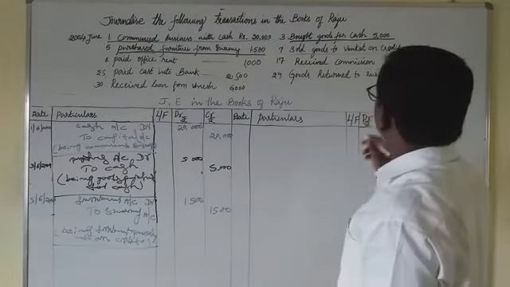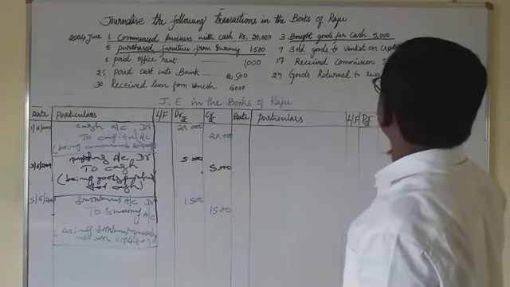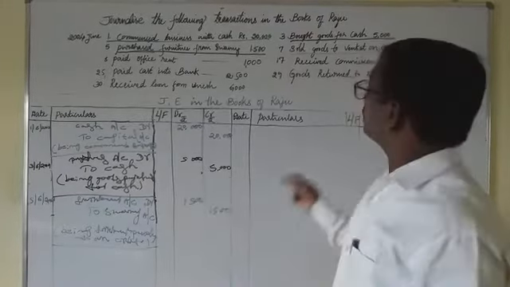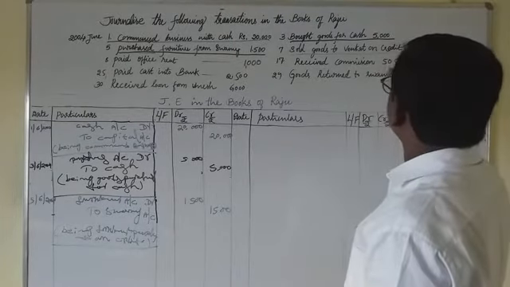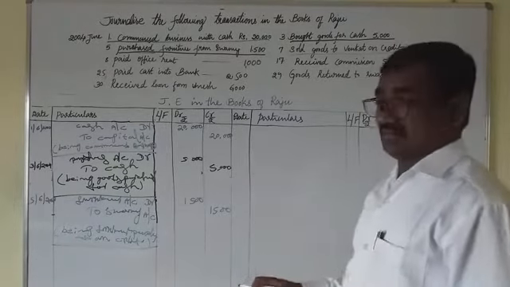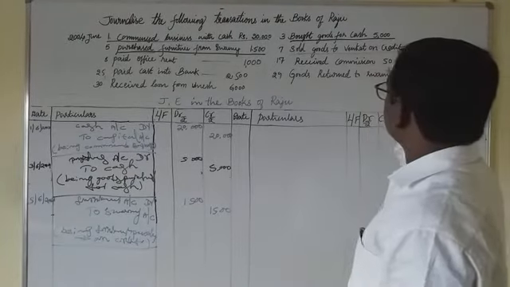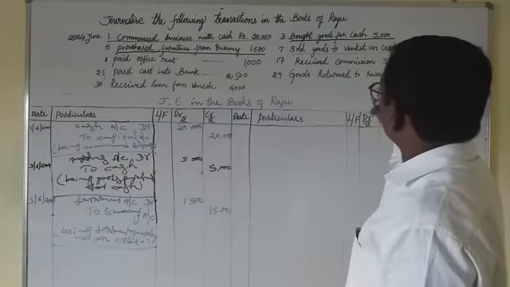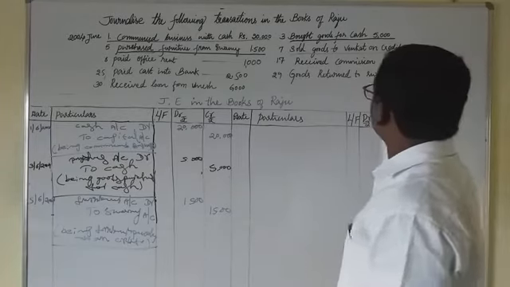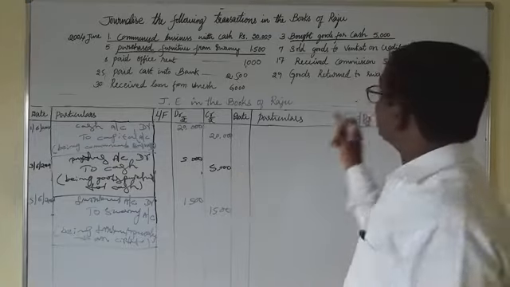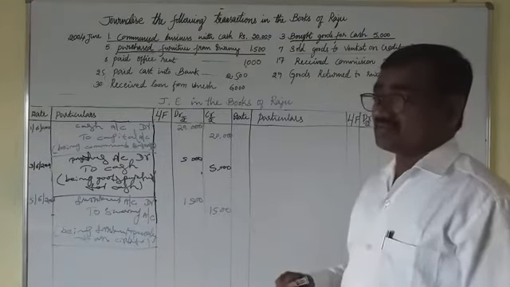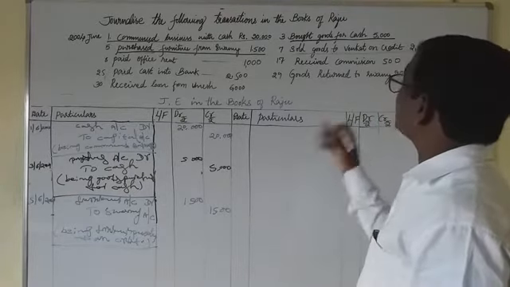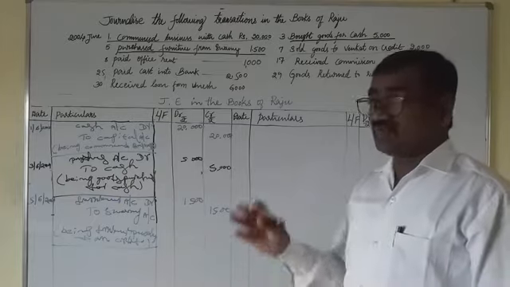So next one, seventh one. Sold goods to Venkat on credit rupees 2000. The transaction itself indicates a credit transaction. Who is the receiver in this transaction? Venkat. So debit the receiver, credit the giver. Venkat is the receiver.